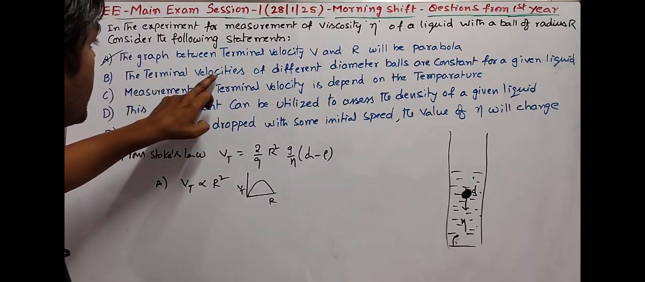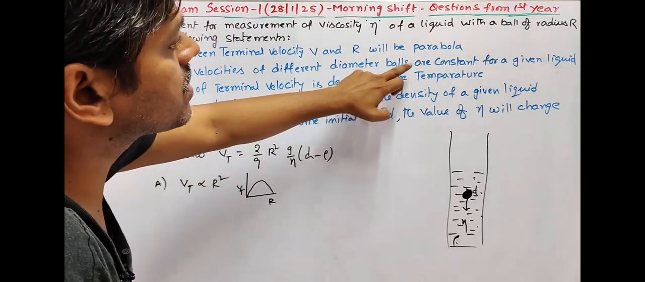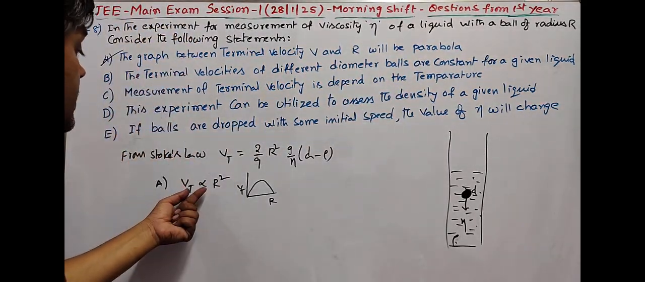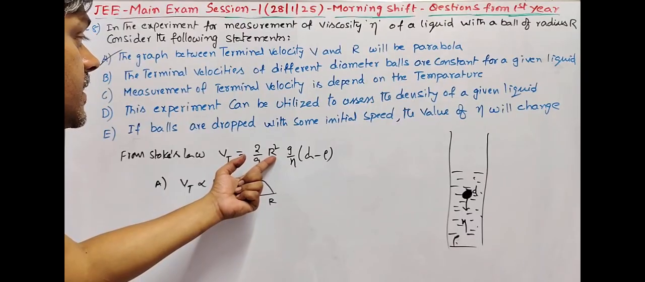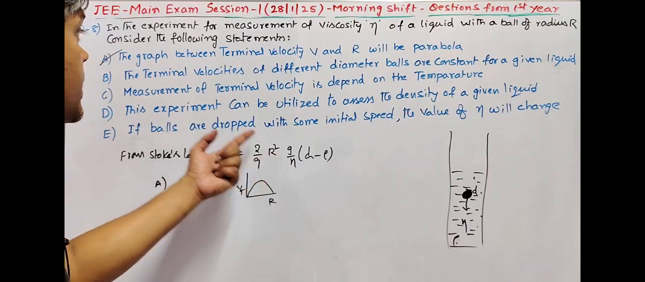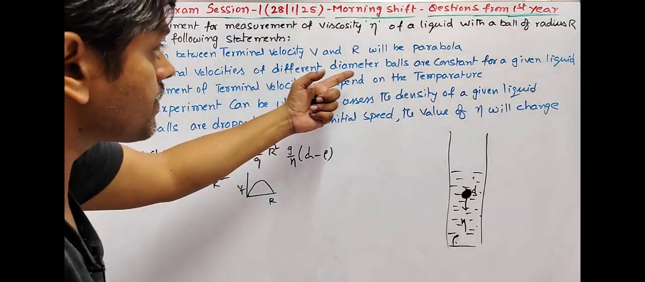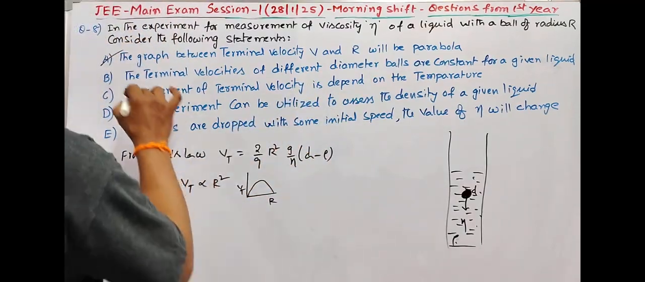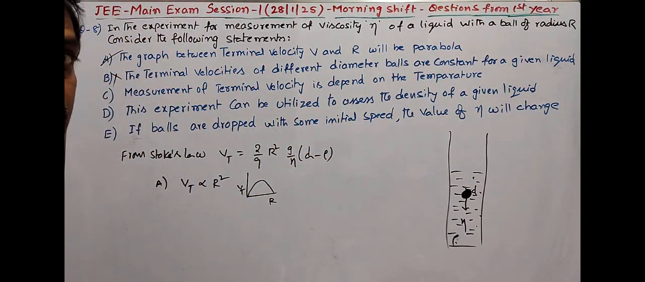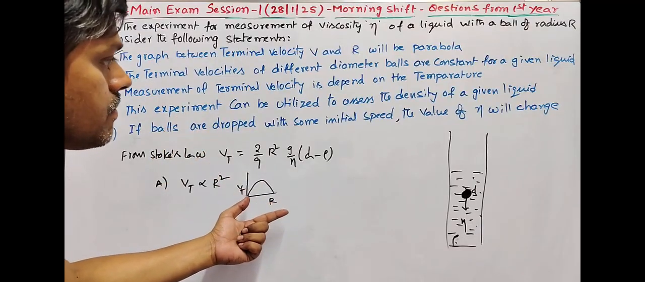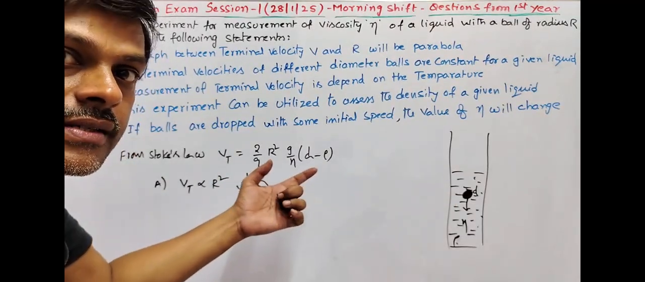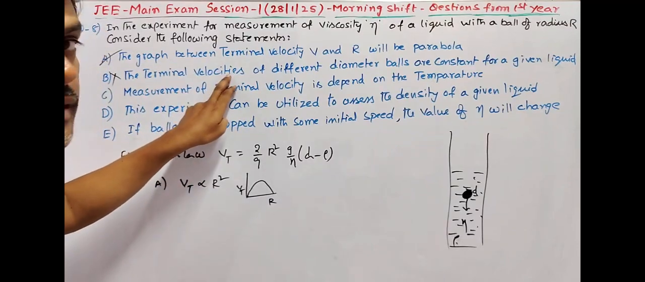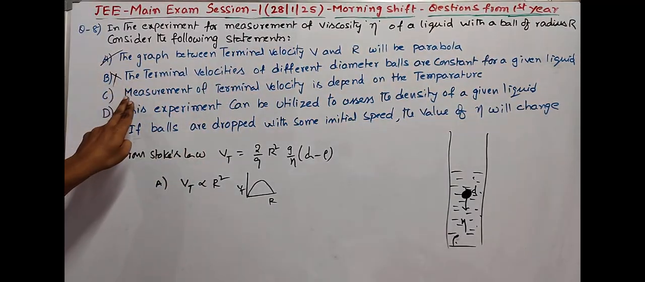The terminal velocities of different diameter balls are constant for a given liquid. You see, the terminal velocity depends on r. Okay, so what is going on? The terminal velocity of different diameter balls is constant for a given liquid. No, it is not correct. So it is wrong. That means if the radius changes, the ball diameter changes, so the terminal velocity also changes, but it is the opposite of what is given in this second option. So it is wrong. So the third one is what?